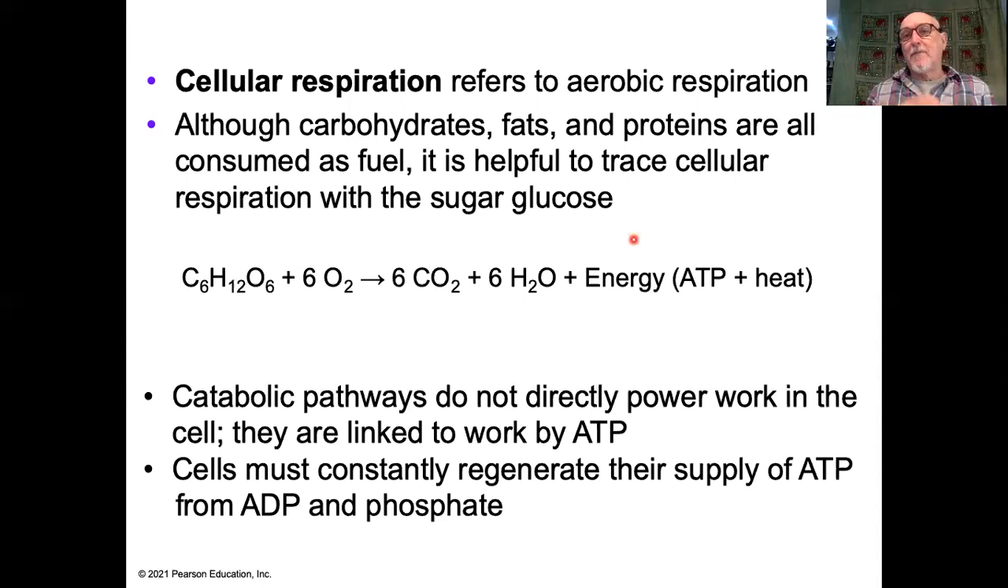But the easiest way to follow what is going to happen is to use the simple molecule of glucose, which is perfectly appropriate because glucose is very frequently used as a fuel in the cell. So this is glucose here, C6H12O6. Look at that. We've got 6 carbons. We've got all of these hydrogens and 6 oxygens.